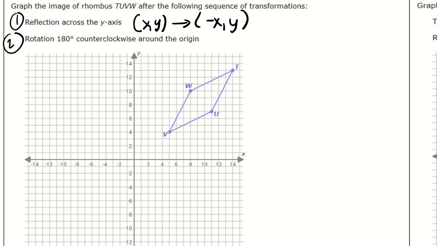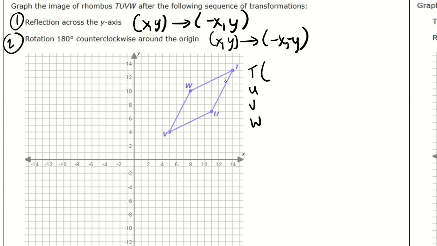Transformation number 2, we are rotating 180. So that rule is as follows. The x and the y coordinates, you put a negative in front of the x and the y coordinates essentially. So let's go ahead and do that for TUVW. So what I'm going to do is just write down the coordinates. You guys are going to draw them. So I'm not going to draw the shapes. You just draw them on the paper. I'm just doing the coordinates. And then you can easily graph them afterwards.